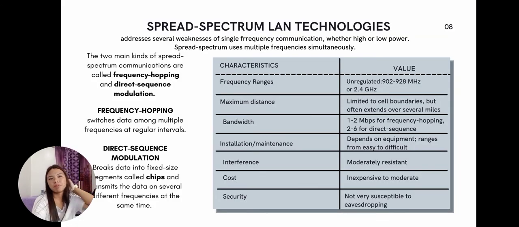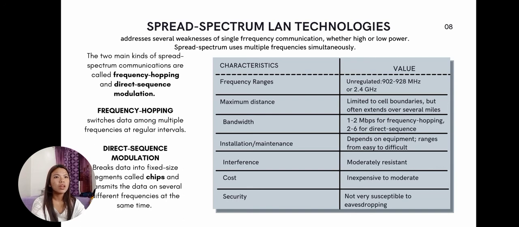Next one would be the spread spectrum LAN technologies. Spread spectrum radio addresses several weaknesses of single frequency communication. Whether high or low power, rather than using a single frequency, spread spectrum uses multiple frequencies simultaneously, thereby improving reliability and reducing susceptibility to interference. Also, using multiple frequencies makes eavesdropping more difficult because of how individual frequencies are used together for spread spectrum communications.